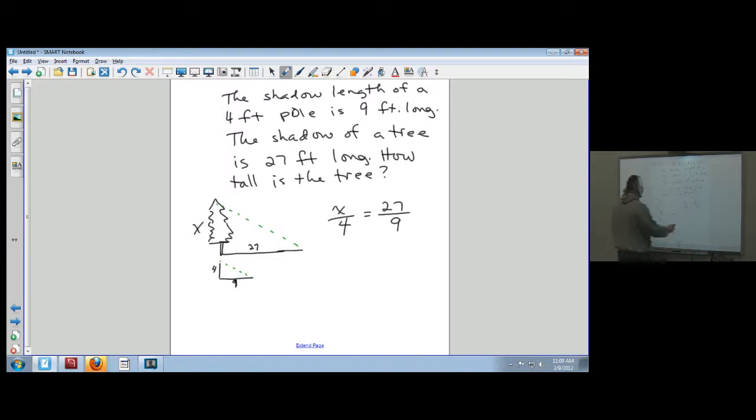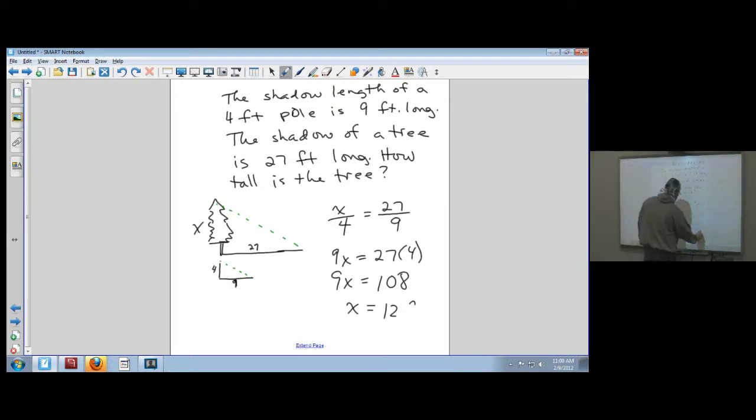And now to solve this, we go 9x equals 27 times 4. So 9x is going to give us what 27 times 4 is, and 27 times 4 is 108. So how tall is this tree? It's just coincidence that we ended up with the same value as in the other problem, but the tree is 12 feet tall. You're going to have a number of those problems, and maybe a couple in your homework to work out. So it's very important that we understand how to work these similar triangles.